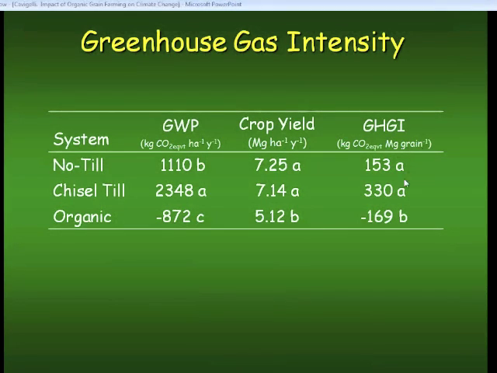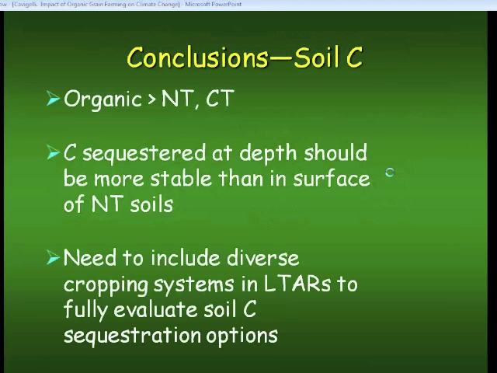What do we see? We see that there's no difference between our two conventional systems, but we're seeing a lower value for our organic systems than our two conventional systems, and of course our number is still a negative value. So in other words, per unit of grain produced, we're still sequestering greenhouse gases, whereas in our conventional systems, we're still producing those greenhouse gases.